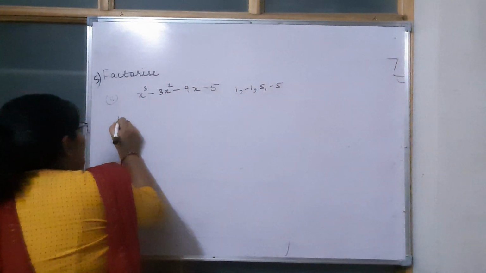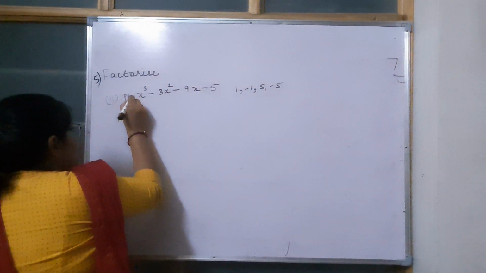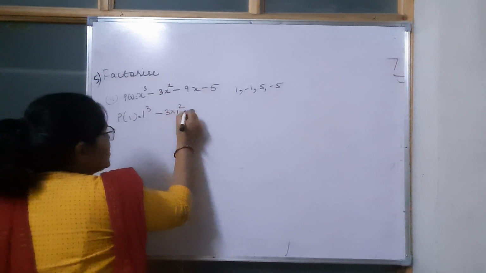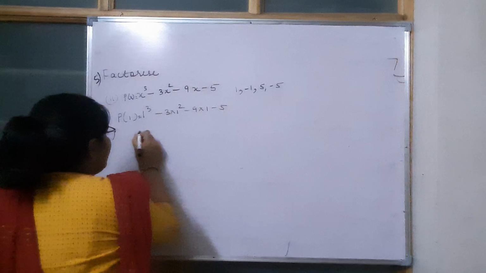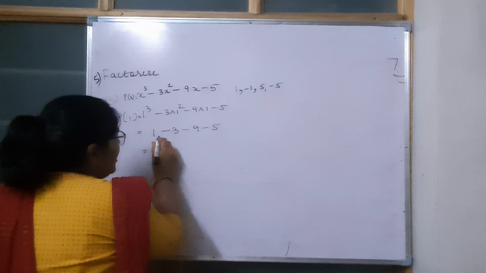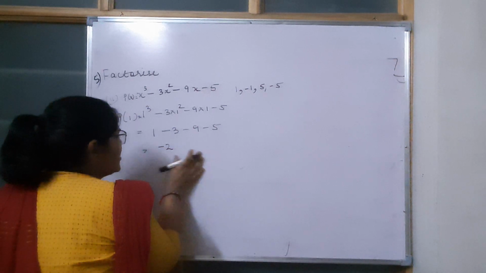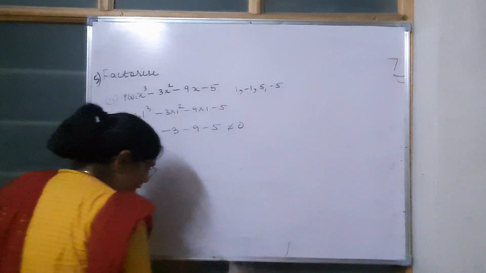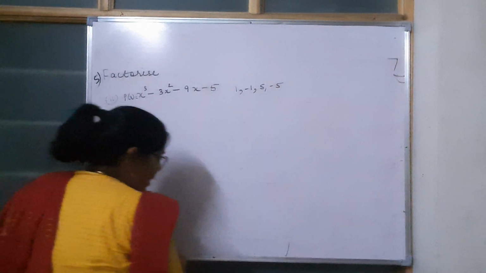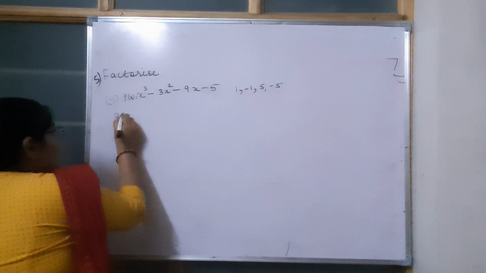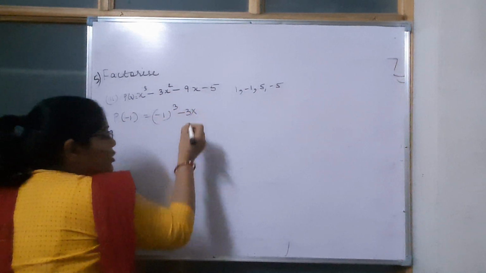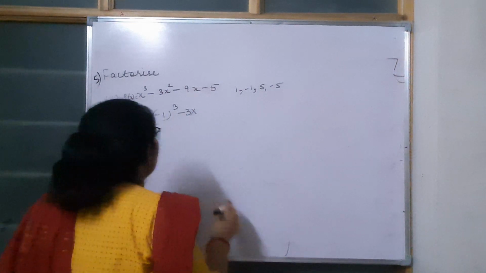So I'll put P1 here. This is Px: 1 cube minus 3 into 1 square minus 9 into 1 minus 5. This will be 1 minus 3 minus 9 minus 5. 1 minus 3 is minus 2, minus 9, so it is not equal to 0. So we will not take it. We just want the factor. So we will not take P1. Let's just try with P of minus 1. This is the hit and trial method I am doing to find the 0. If I am able to find the 0, then only I will be able to find the factor.